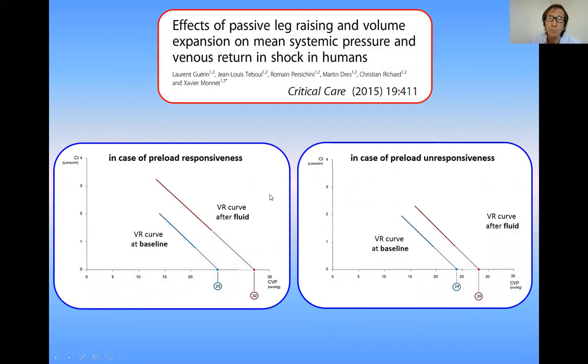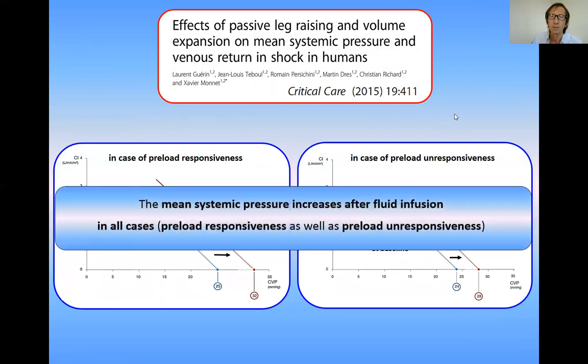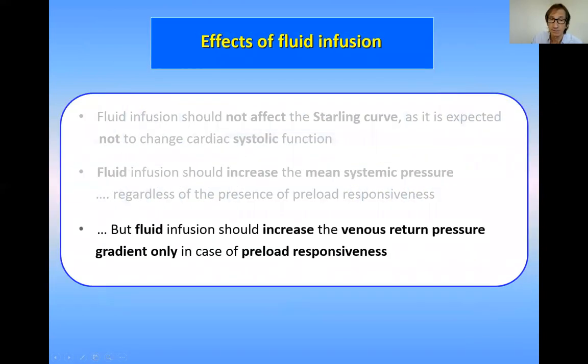In both cases, in preload responsiveness conditions and preload unresponsive conditions, we observe an increase in the mean systemic pressure and a shift of the venous return curve to the right. And preload responsiveness here was defined as an increase in cardiac output after fluid administration by more than 15%. But fluid infusion should increase the venous return pressure gradient only in case of preload responsiveness.